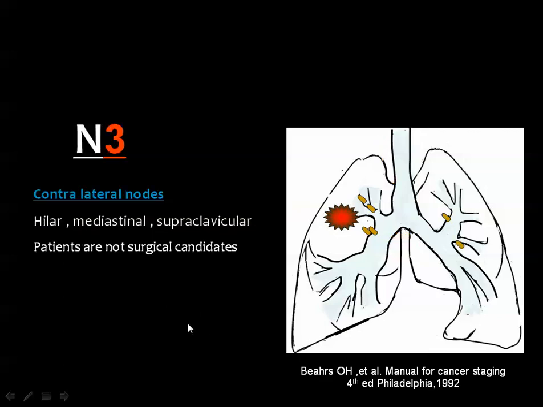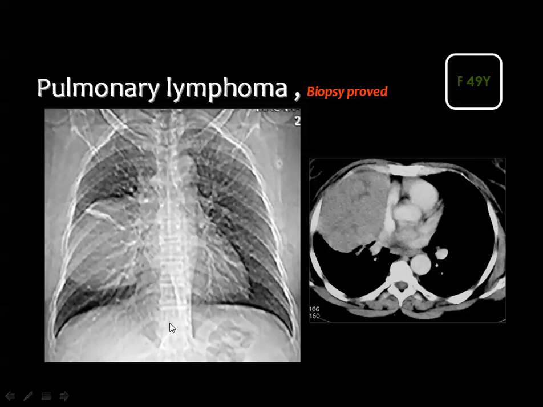N3 means that there are contralateral lymph nodes on the opposite side of the tumor, affection of the hilar lymph nodes, mediastinal, supraclavicular lymph nodes, and these patients are not candidates for surgery. Then why do a biopsy from a mass which is present in the lung of an adult? Number one is to confirm the diagnosis, and number two is to know the cell type of the bronchogenic carcinoma.